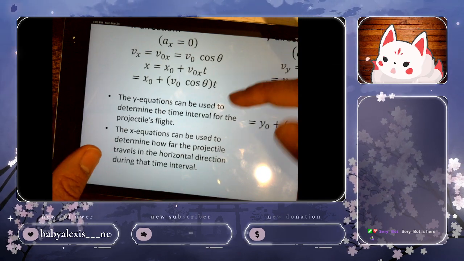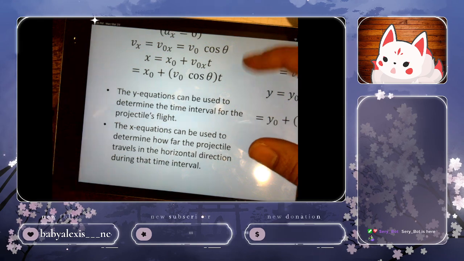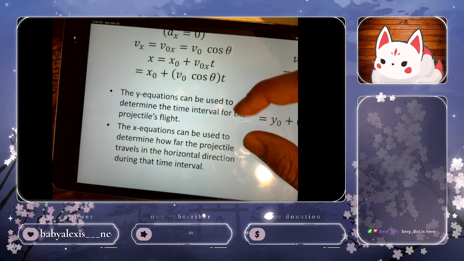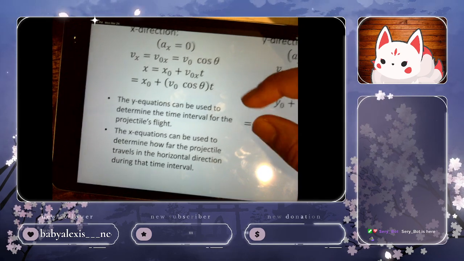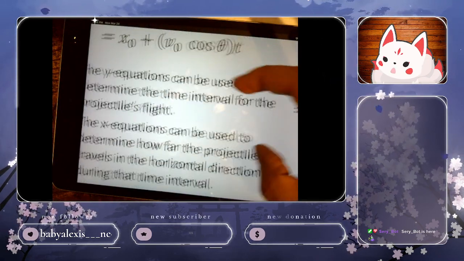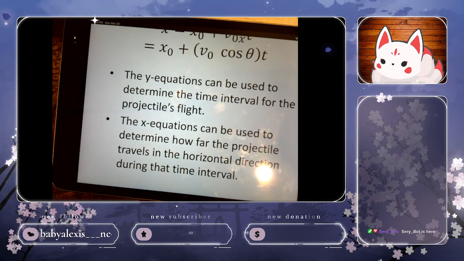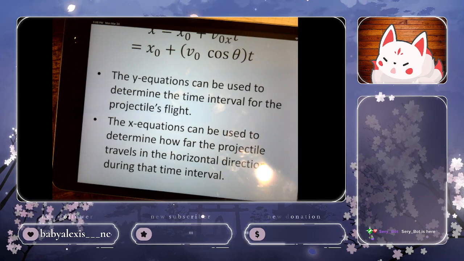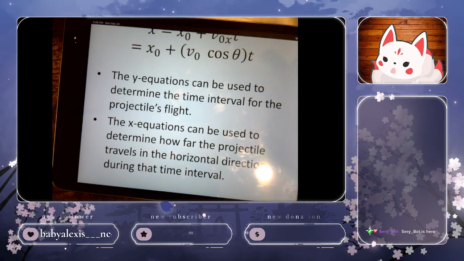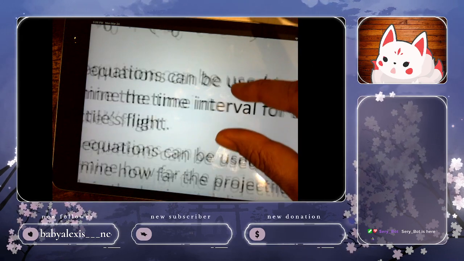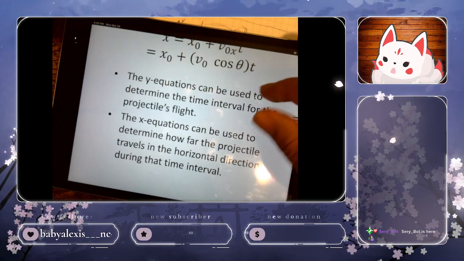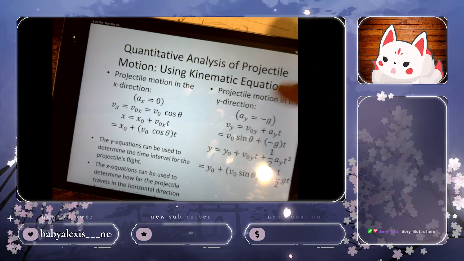The y equations can be used to determine the time interval. And then there's the y ones, which I'll cover, but they say here what I kind of explained for x. The y equations can be used to determine the time interval for the projectile's flight, so that's how long it's in the air. And the time interval is what you need anyway for this one. The one thing x and y have in common here is time. Those are the same for both of them.